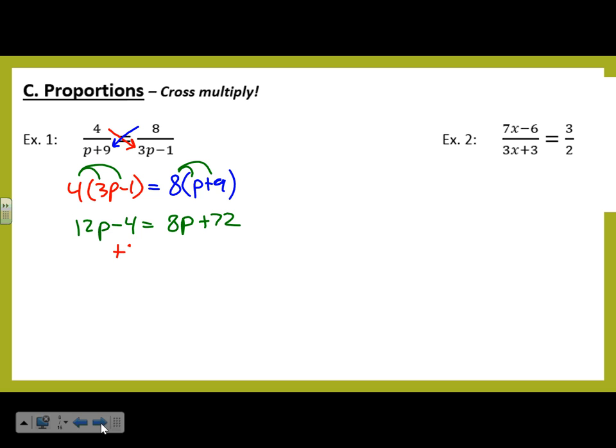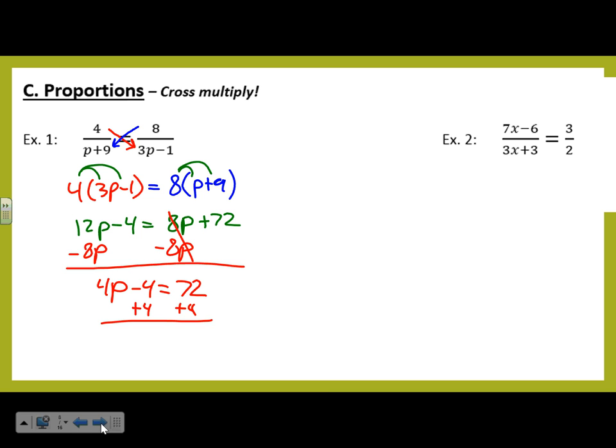If I was going to add 4 to both sides, you could do that. Again, I just kind of like to combine the variables first. I think that helps me. 12p minus 8p is 4p. 4p is equal to 76. That ends up giving you p is equal to 19. Again, these are a little bit harder, but you can plug those in and check.